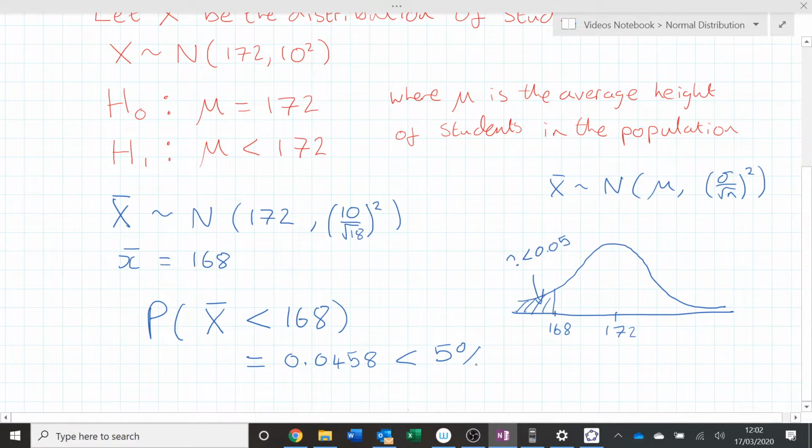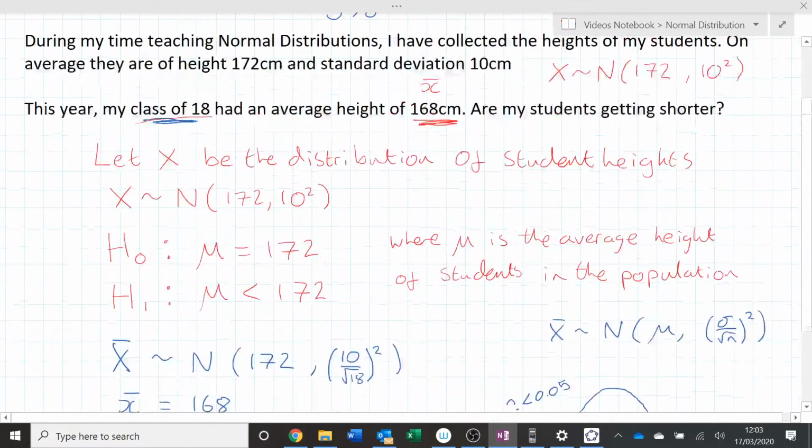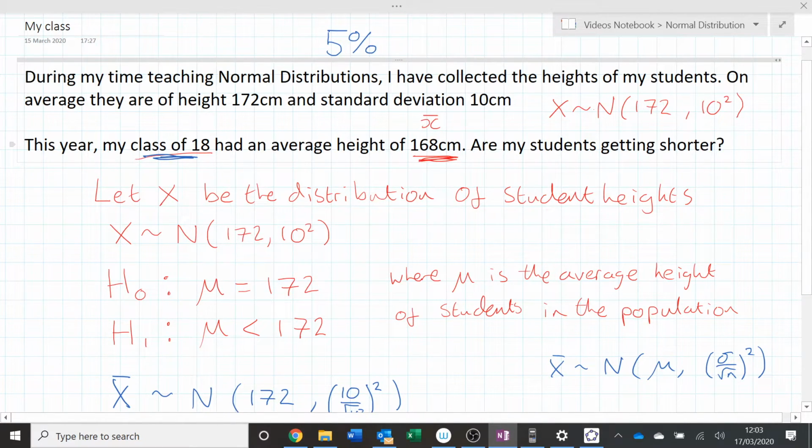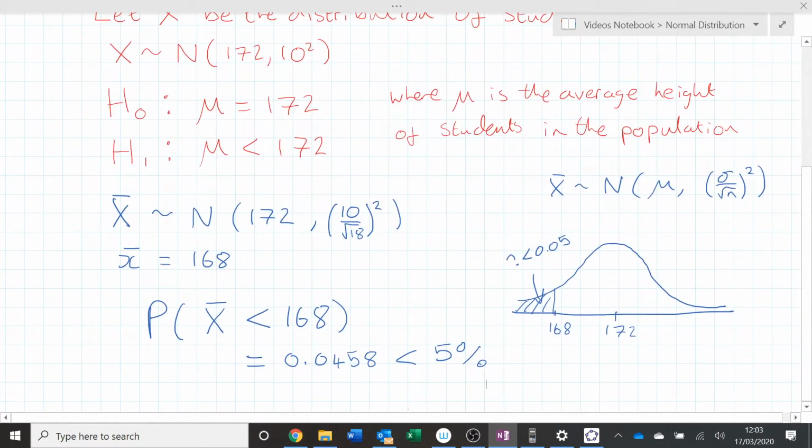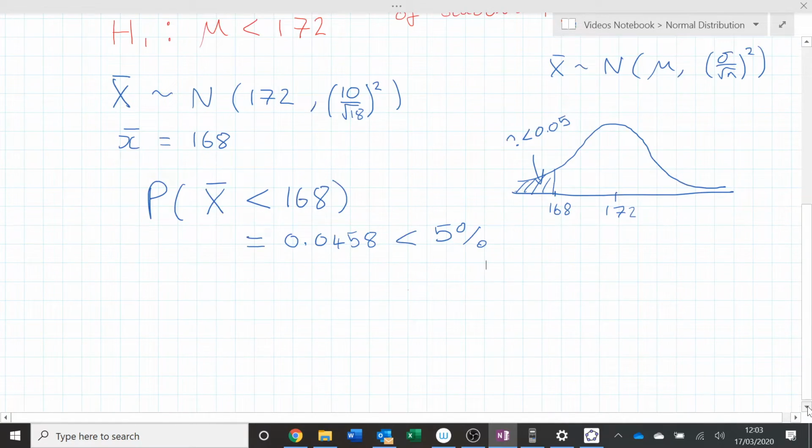So weirdly, we have just concluded that actually this is a statistically significant result. We have found that the probability of a selection of people with an average of 172, taking 18 of them and getting an average height of 168 is actually very unlikely. It's less than 5%. It's in the bottom 5% of results that would happen.